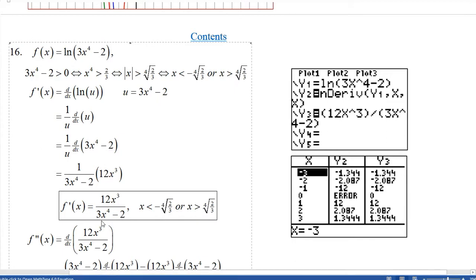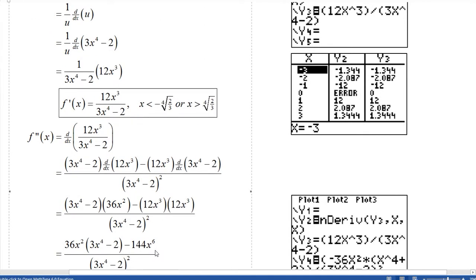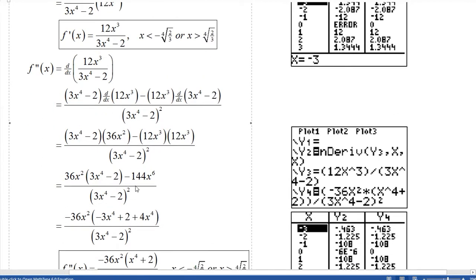Okay, hopefully you've done this derivative. So we use the quotient rule, kind of like the last couple of examples. So it's the bottom times the derivative of the top minus the top times the derivative of the bottom, over the bottom squared. The derivative of the top, derivative of 12x cubed, is 36x squared. Derivative of the bottom is 12x cubed. 12x cubed times 12x cubed is 144x to the sixth. Actually, I didn't distribute, I left it factored out like that.